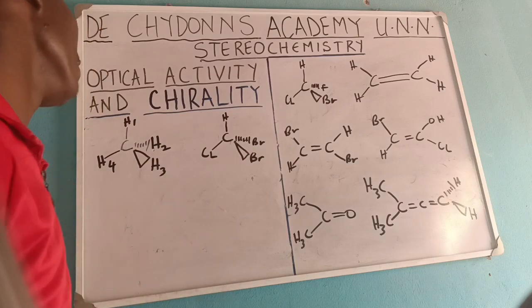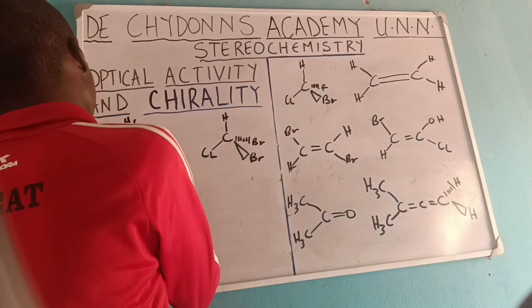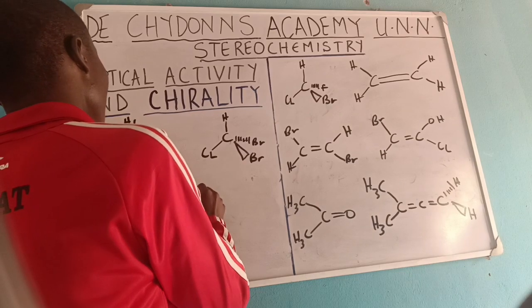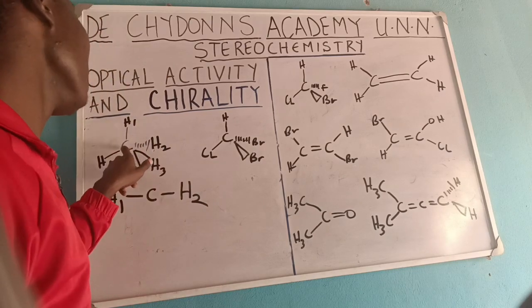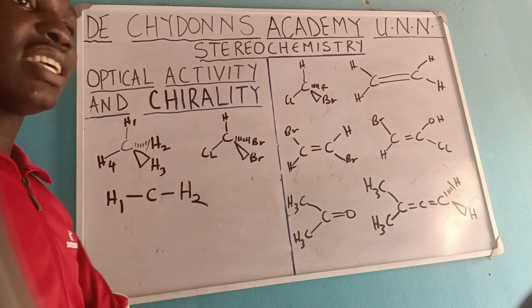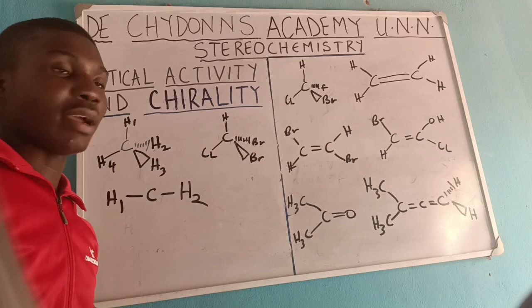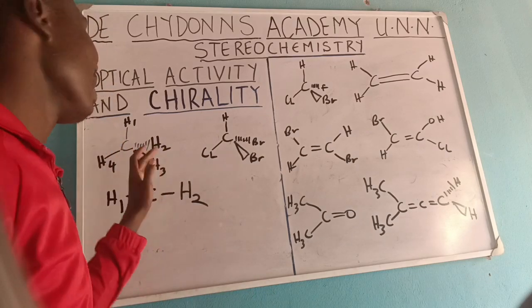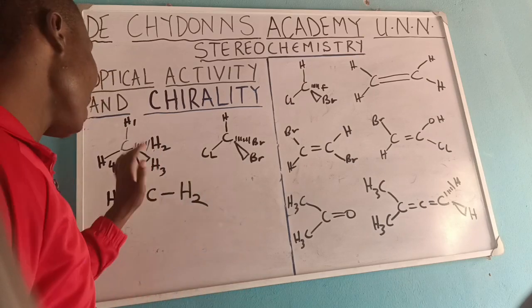Now, what do I mean by that? For example, if you have a plane that is running through your H1, through the C, and then through the H2, what I mean is that you're having a plane that is cutting across H1, C, and H2. What you're going to be having on the remaining both sides is H4 and H3. Are you getting the point now? So what you're going to be having on both sides is H4 and H3, and 2 of them are the same hydrogen. The implication is that you have a mirror, so that is a plane.